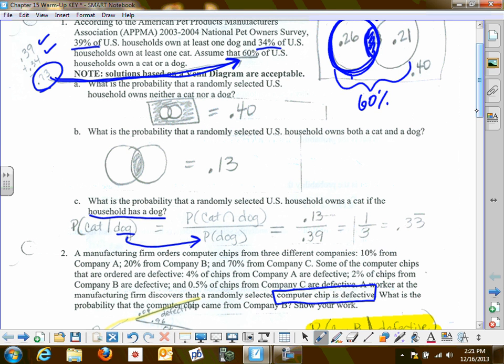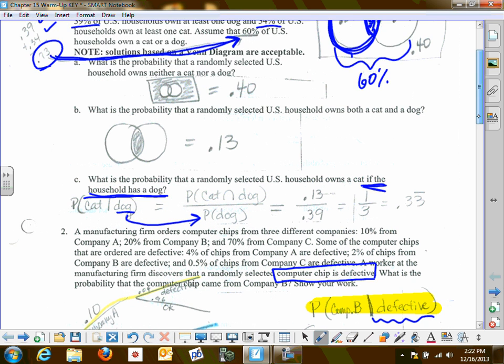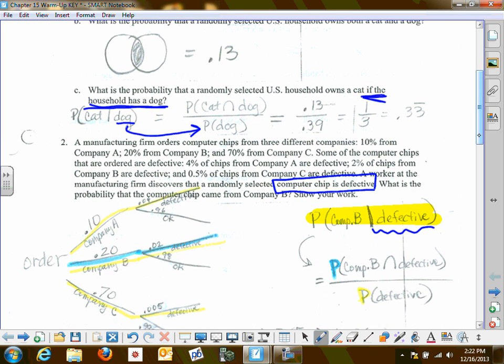Look at the subtle wording of C. It says, what's the probability that a randomly selected U.S. household owns a cat if the household has a dog? That means it is known that the household has a dog. Very subtle. It doesn't give you the words "given that the household has a dog," but it is meaning. Okay? So it's very subtle. You're learning the language there. Alright, and so then that's what comes out to be.